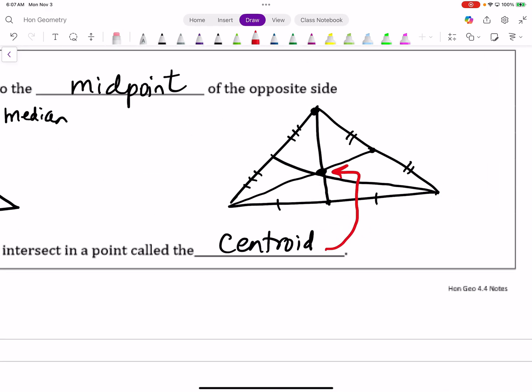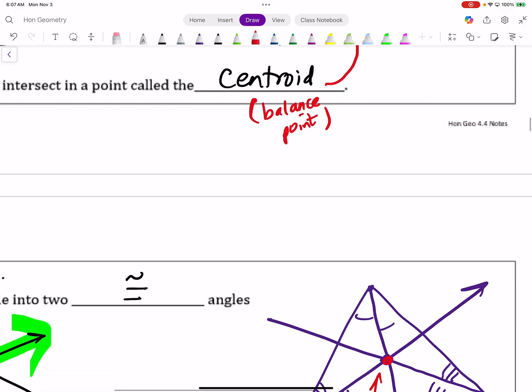A centroid is a balance point. So, like that point right there, if you have some sort of rigid surface that you make a triangle out of and you find its median, you could balance that triangle on the tip of a pin, and it would stay perfectly balanced. So that's pretty cool.